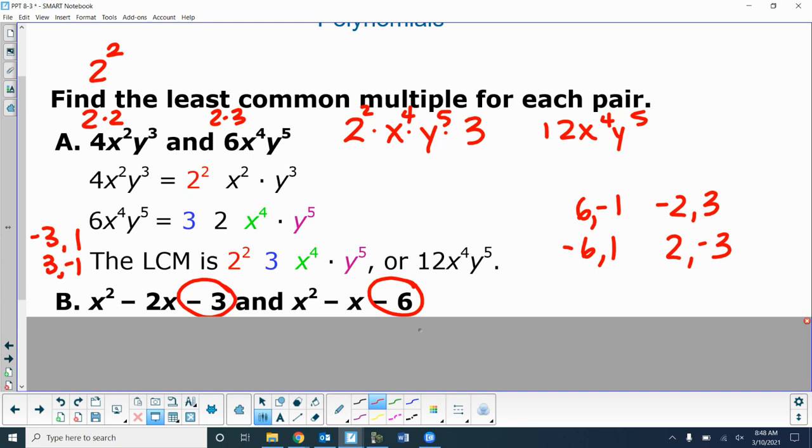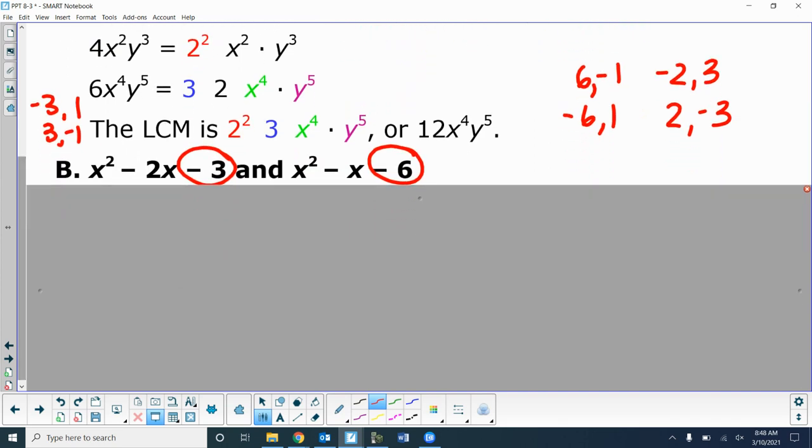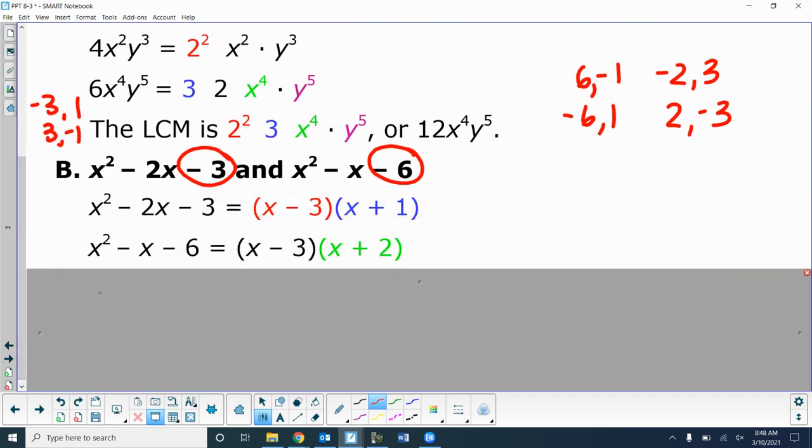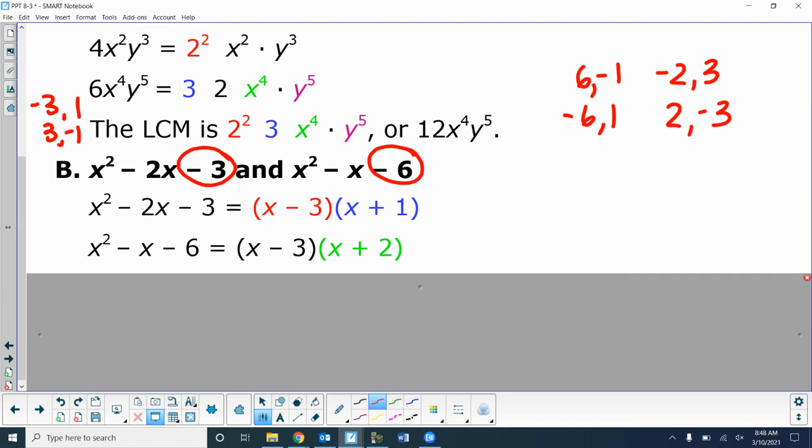But some of us were getting a little stuck on something like that yesterday on the quiz. Okay, so they did that for us here. All right, they factored them. Okay, so what shows up? An x minus 3 shows up. An x plus 1 shows up. An x minus 3 shows up again. Do I have to write it down again? No. An x plus 2 shows up. So I need to write down those 3, the red, blue, and this green one.